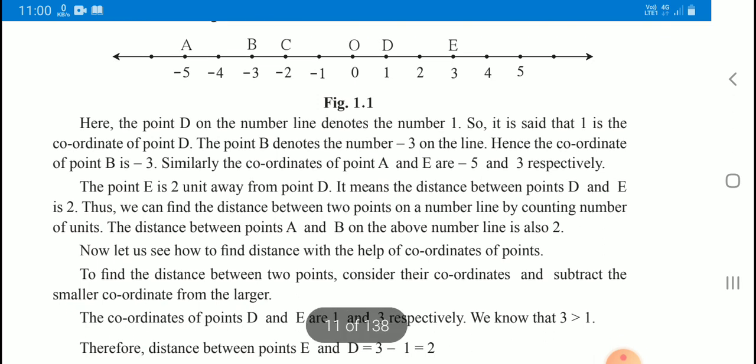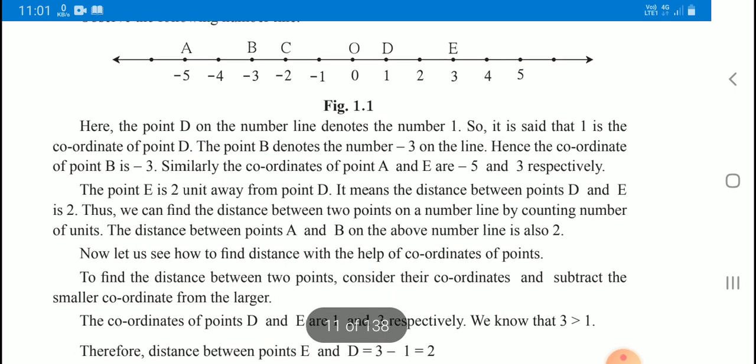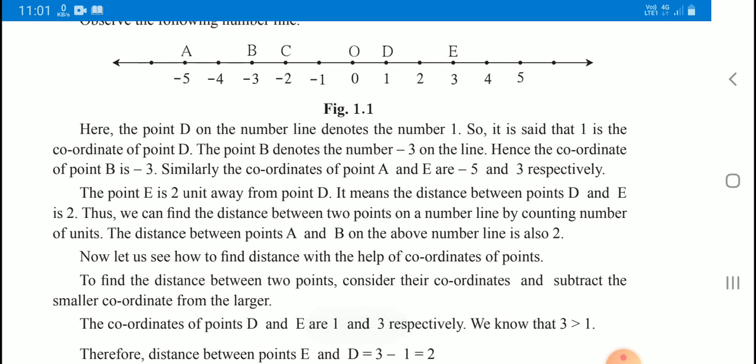So here 3 is greater than 1. So we will subtract 1 from 3. Then you will get the distance between the points E and D, or the points D and E, or we can say as length DE or length ED also. So the length will be 3 minus 1, that is 2.